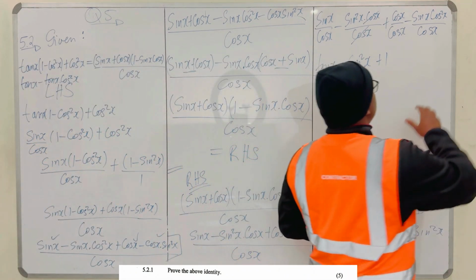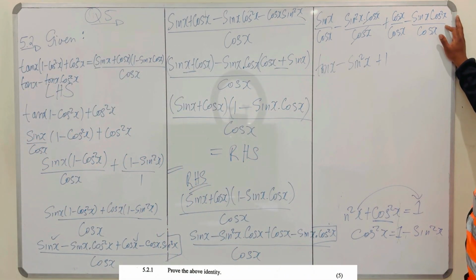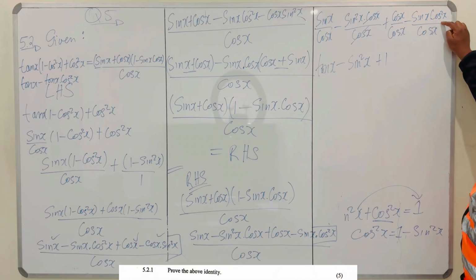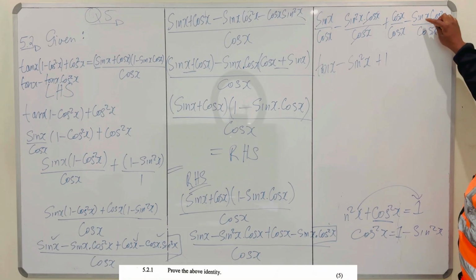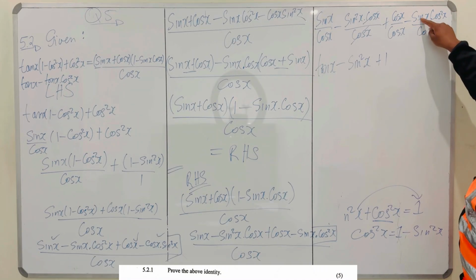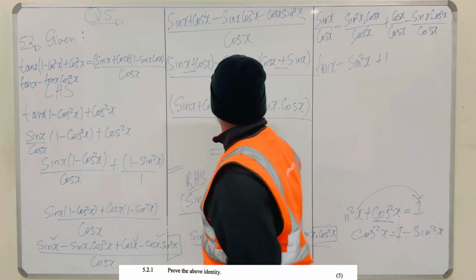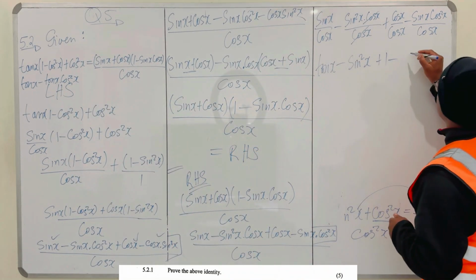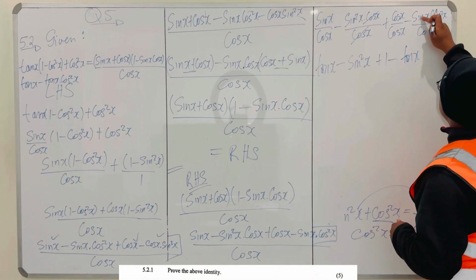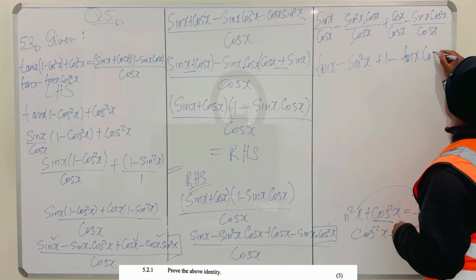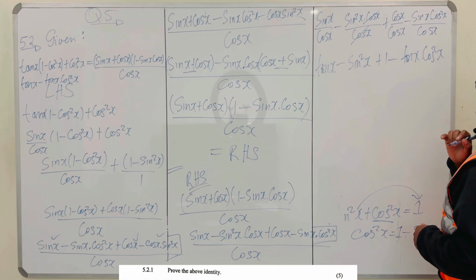So if you're looking up here, this is the tan x that goes with it. This tan x over cos x is the tan x that goes with the cos squared, as you can see over there. So what do you say here? Minus tan x, because this over this is tan x, times cos squared x.